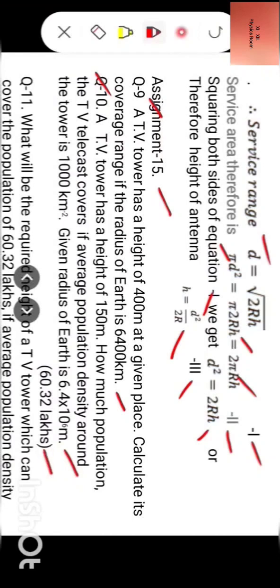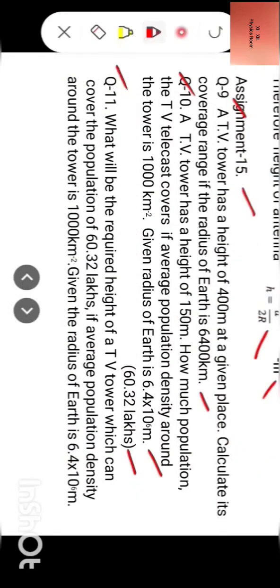So, here is the answer. Question number 11. What will be the required height of a TV tower which can cover the population of 60.32 lakhs if average population density around the tower is 1000 per kilometer square, given the radius of earth is 6.4 into 10 raised to power 6 meters.